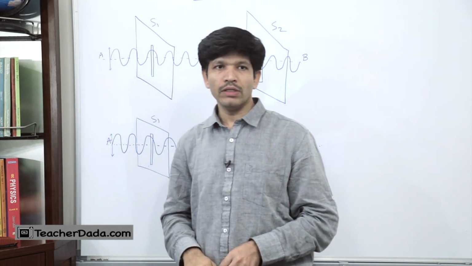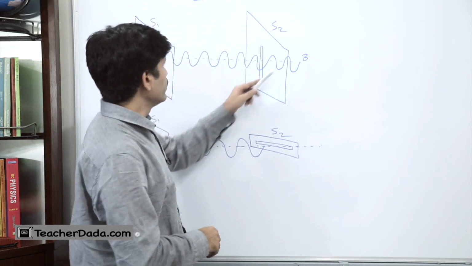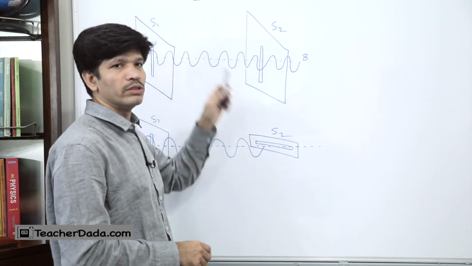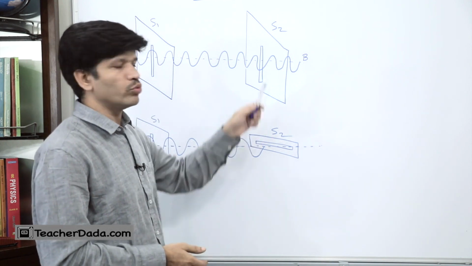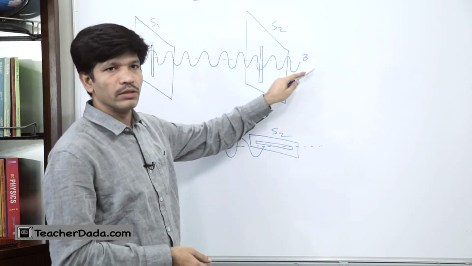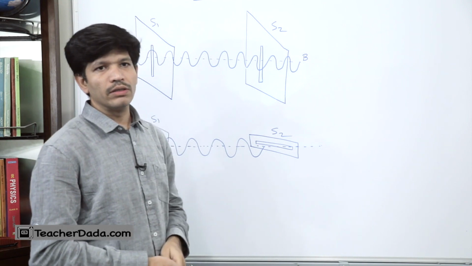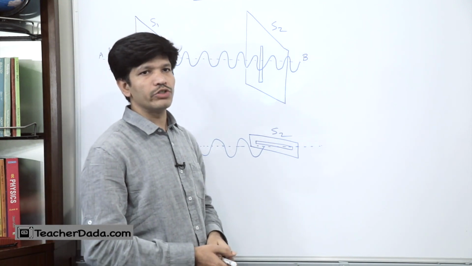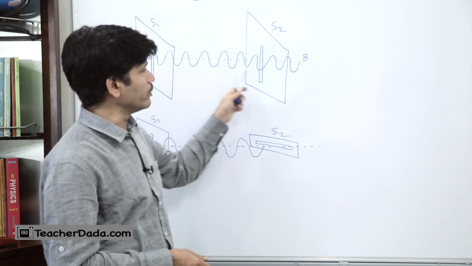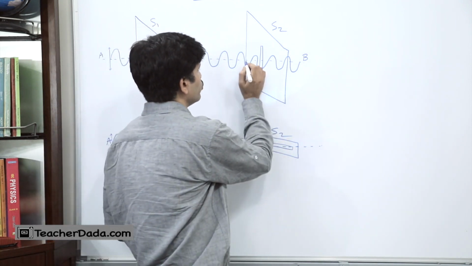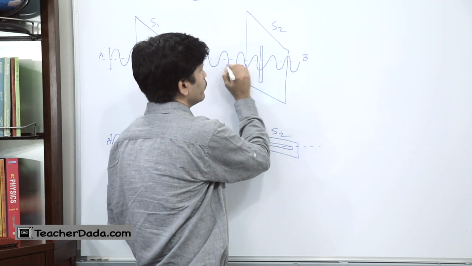Surface water waves are one example of transverse waves. Now if the slit S2 is parallel to the slit S1, the vibrations pass through S2 and reach the person at B with undiminished amplitude. Undiminished amplitude means the amplitude will remain constant, it will remain uniform.